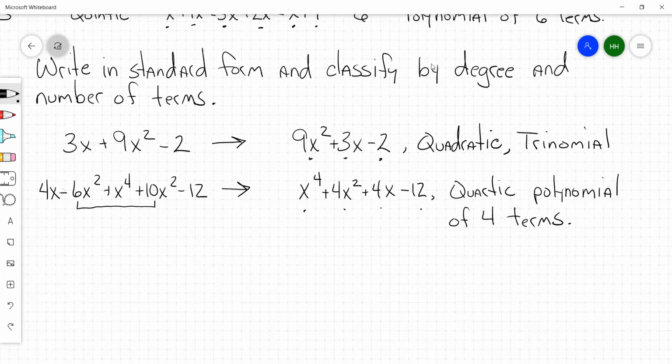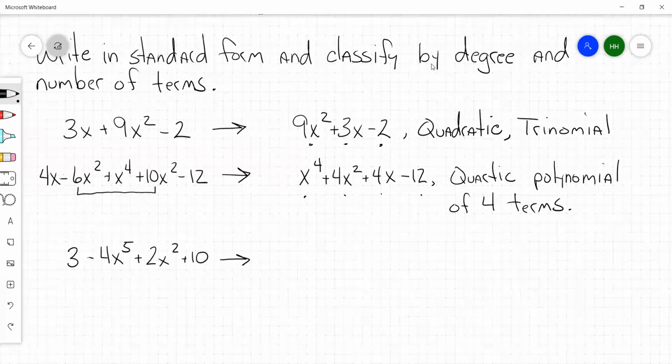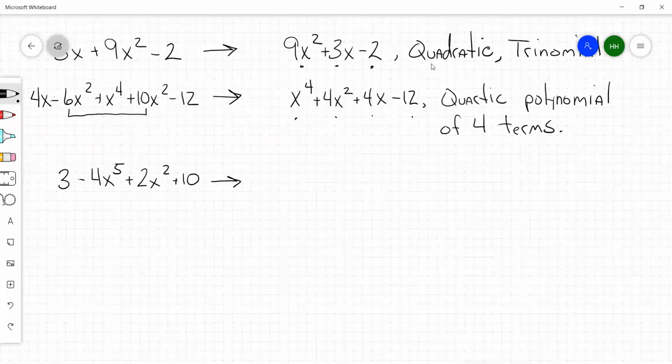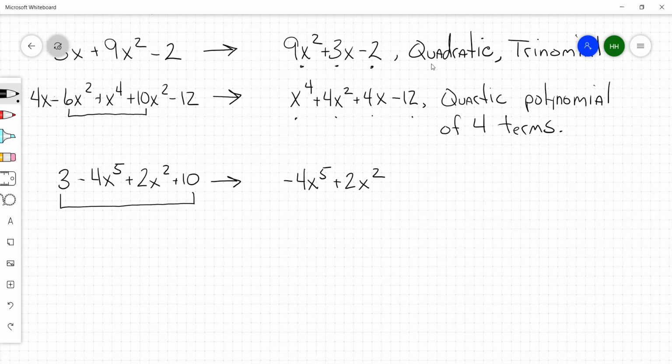Let's do one more. Let's do 3 minus 4x to the 5th plus 2x squared plus 10. All right, this power of 5 is the highest, so it goes first. We got negative 4x to the 5th. We got a positive 2x squared. We got to combine this 3 and positive 10. We get a positive 13.